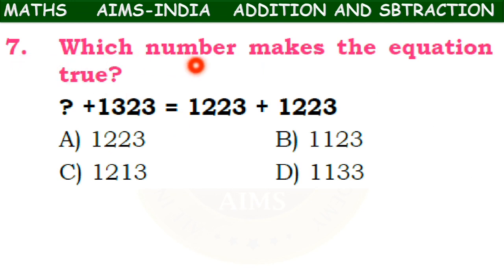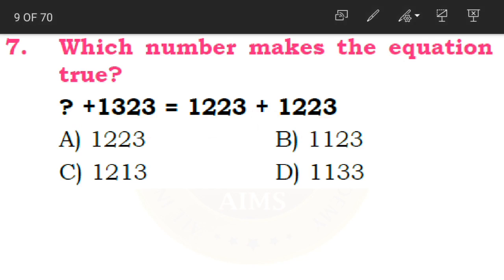Coming to question number 7. Which number makes the equation true? Dash plus 1323 is equal to 1223 plus 1223. Yes, children, how do we solve this? First, let us find out this sum.